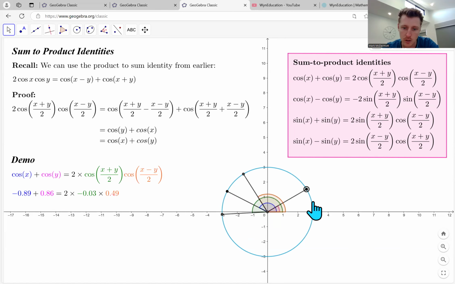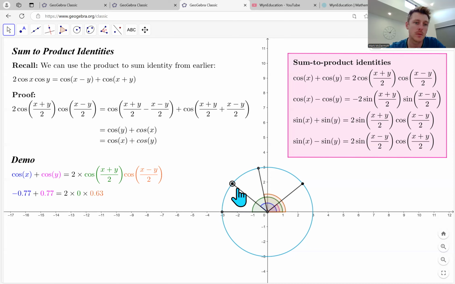Just see if I can find another one where things line up nicely. Maybe if we put that one there and the pink one here. Yeah, there we go. Negative 1 plus 1 is 0. 2 times 0 times 0 is obviously 0. So yeah, obviously that's just demonstrating the fact that it's true. But yeah, hopefully you can get some intuition for these sum to product identities.